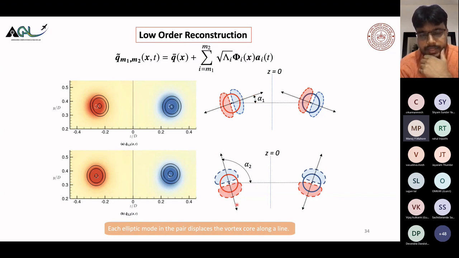Similarly, when I added just the second mode, it's not very clear on the left one. Sometimes it's not very clear because the movement is so small, right? But you can still note that it is making the core move in the other direction.